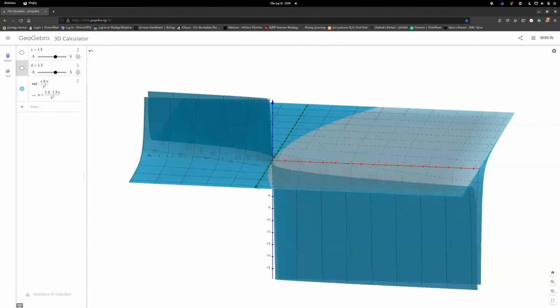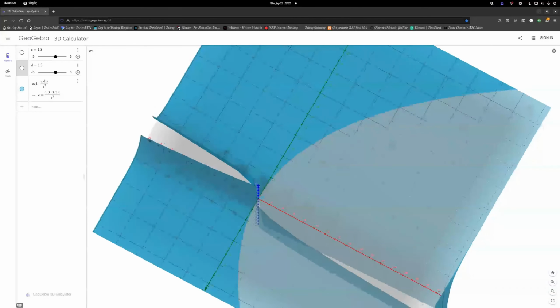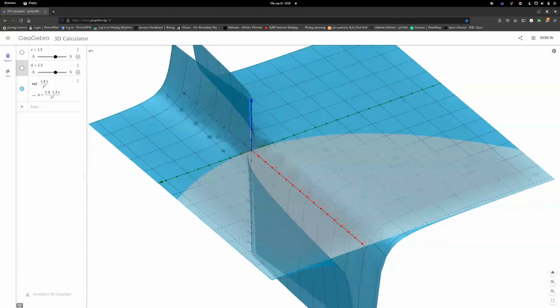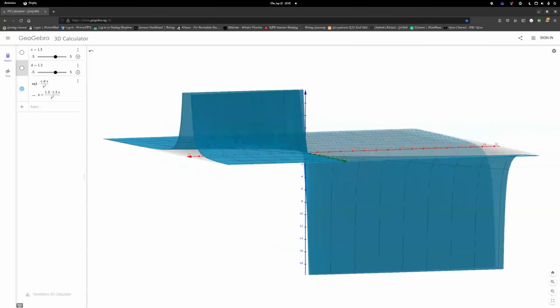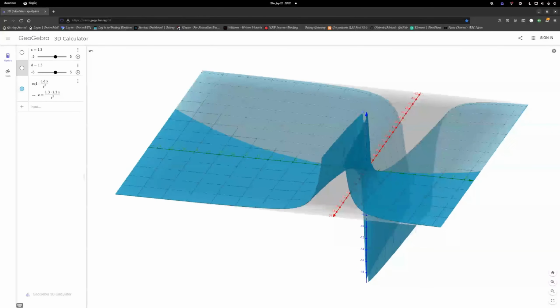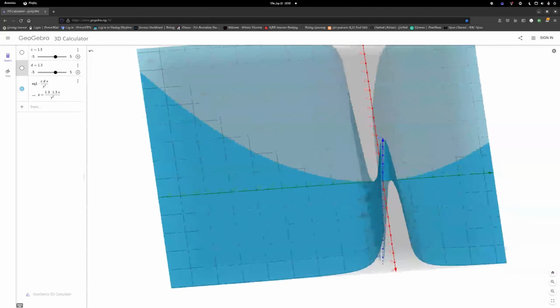So, yeah, that's pretty much it. There's nothing else. I'm really just rambling at this point. But yeah, it's really fairly simple.